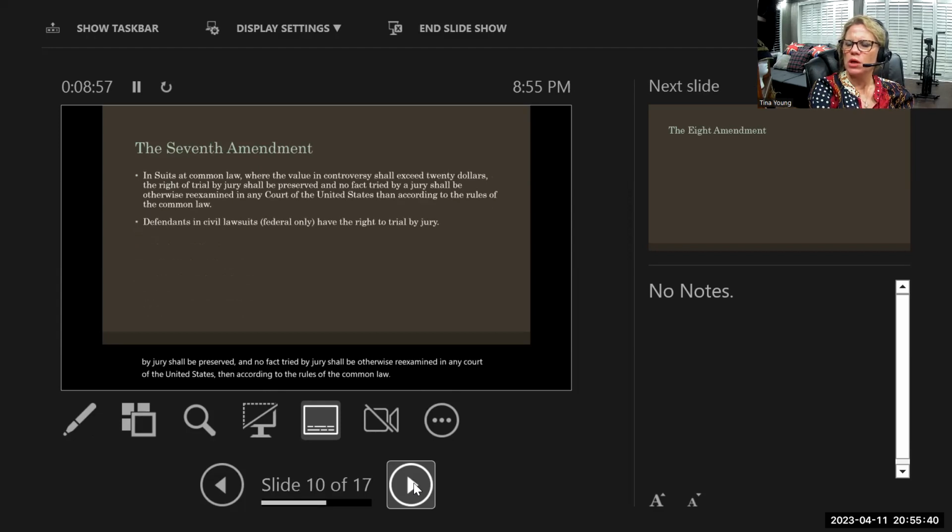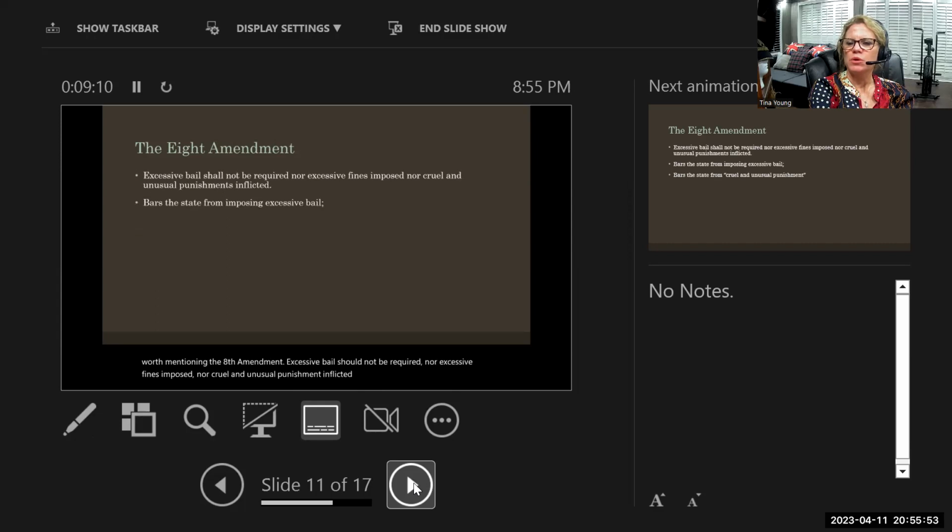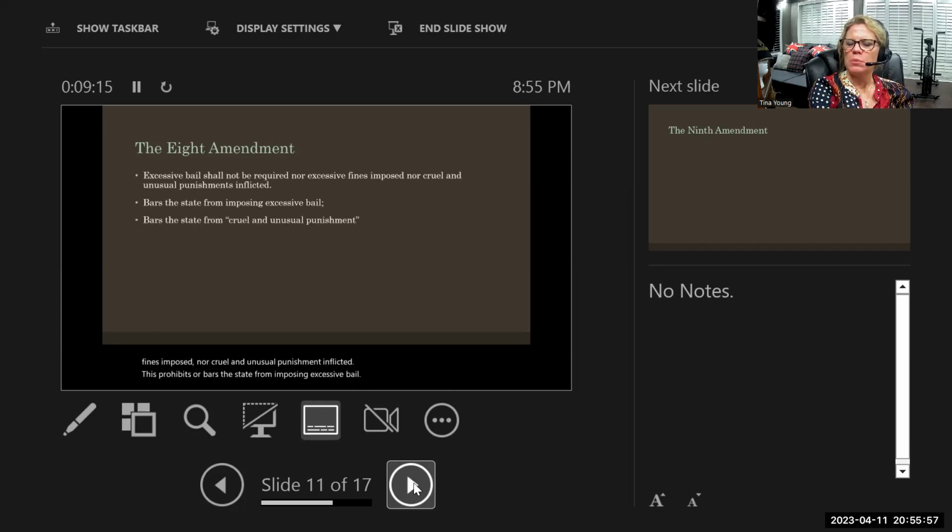This had to do with civil lawsuits, federal only, and the right to trial by jury. Probably not even worth mentioning. The Eighth Amendment: excessive bail shall not be required, nor excessive fines imposed, nor cruel and unusual punishment inflicted. This bars the state from imposing excessive bail. It bars the state from cruel and unusual punishment.